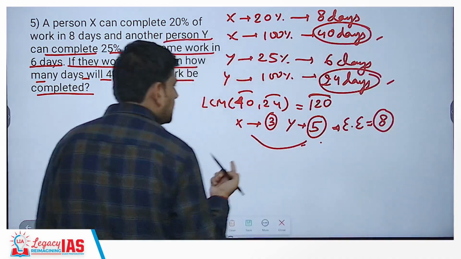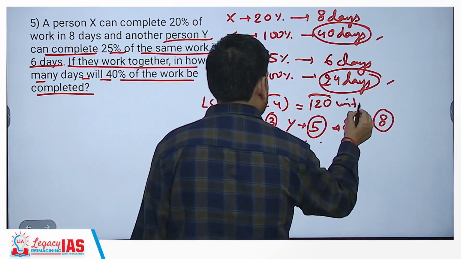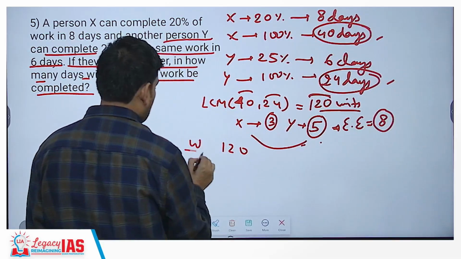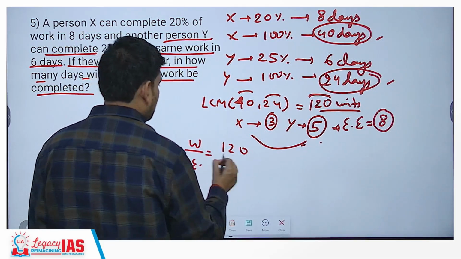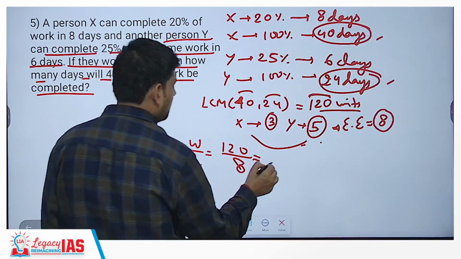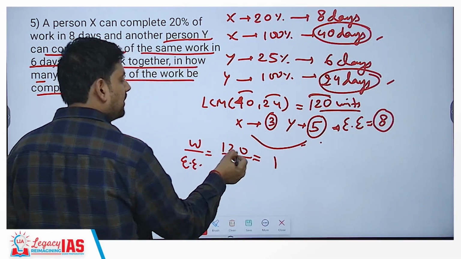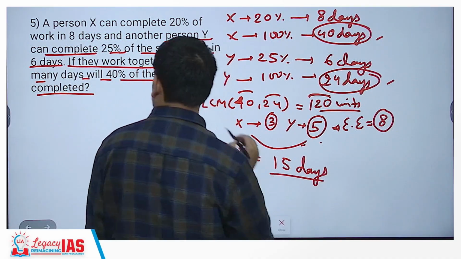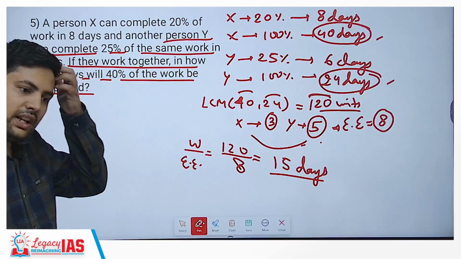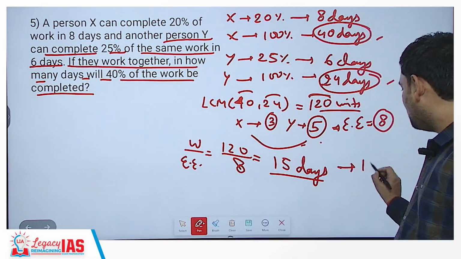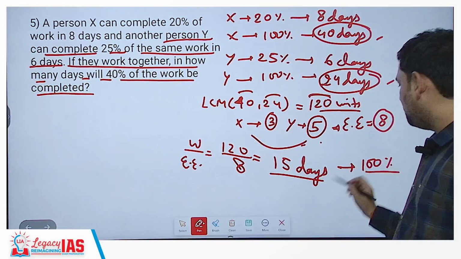Now total units of work is 120 units. Correct? So total work upon effective efficiency will give us the time. So 120 divided by 8. How many times this will go? This will go 1 time. 4 will remain. With 40 it will go 5 times. So 15 days is what you got. So in 15 days they will complete the entire work, 100% of the work.